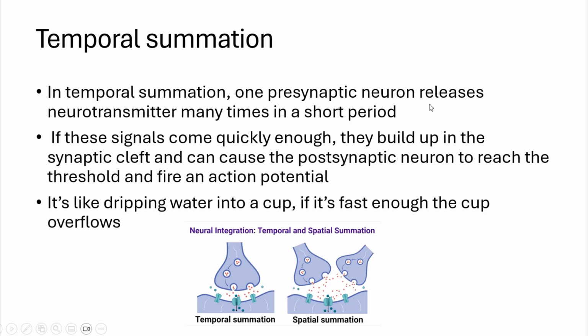Whereas temporal is when one presynaptic neuron releases neurotransmitter many times in a short period. If these signals come quickly enough, they build up in the synaptic cleft. It's like dripping water into a cup. If it's fast enough, the water is going to overflow. So from many different sides, it's going to move into one postsynaptic neuron, which means that if there's enough of it, it's going to create an action potential.